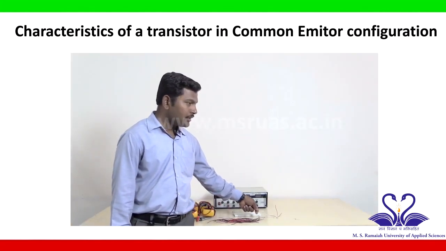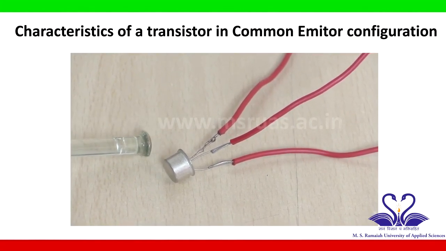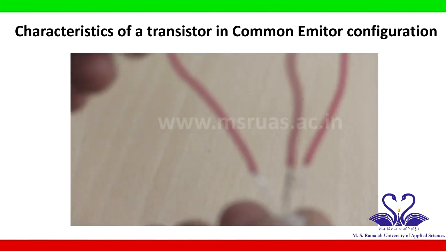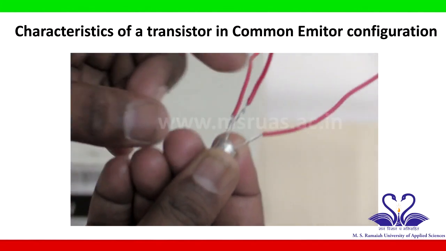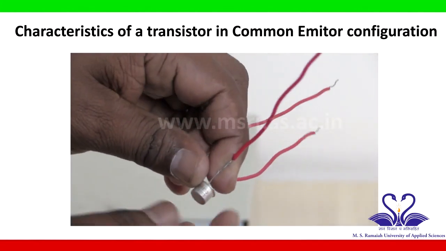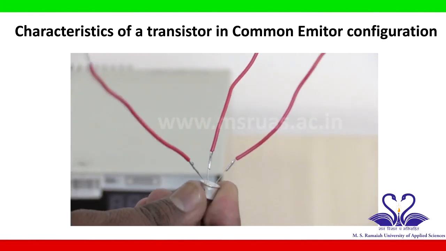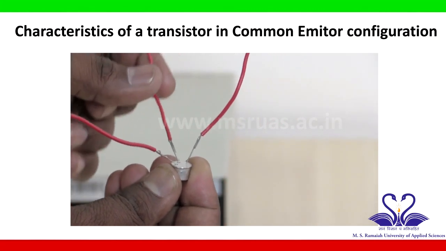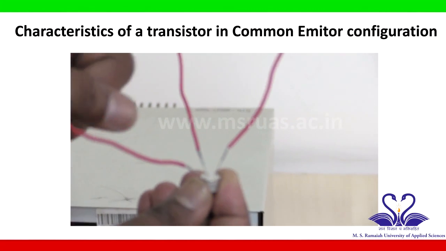NPN transistor. This is an NPN transistor having model number SL100, and it is a 3-terminal device. If you see on its body, one end has a notch. The terminal which is near to this notch is called emitter, and after emitter there is a terminal called base in a clockwise direction. After base there is a terminal called collector. Emitter, base, collector.